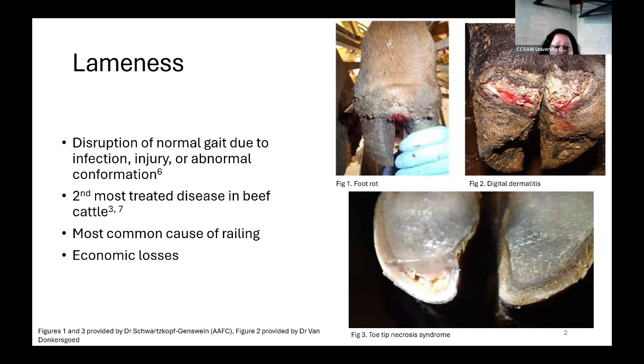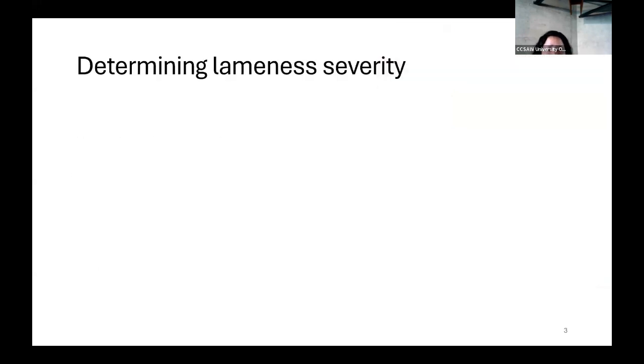It represents an economic loss, not just because of the treatment cost of drugs and labor, but also because of growth performance losses, such as reduced dry matter intake, reduced average daily gain, or days on feed due to early railing, or losses due to carcass condemnations, either partial or total.